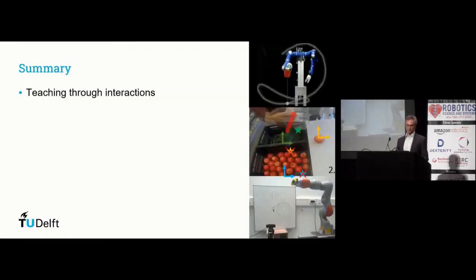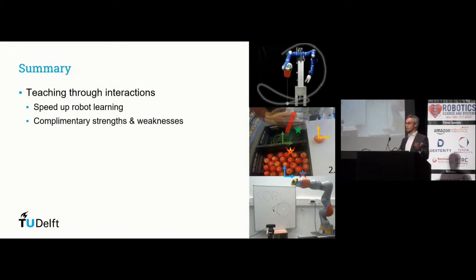So to sum up, I talked a lot about teaching through interactions. And I hope I could convince you that this is a promising way of speeding up robot learning. Because humans and robots have very complementary strengths and weaknesses. And it's not a standalone thing. You can combine it with many of the other ideas that people are exploring to speed up robot learning.